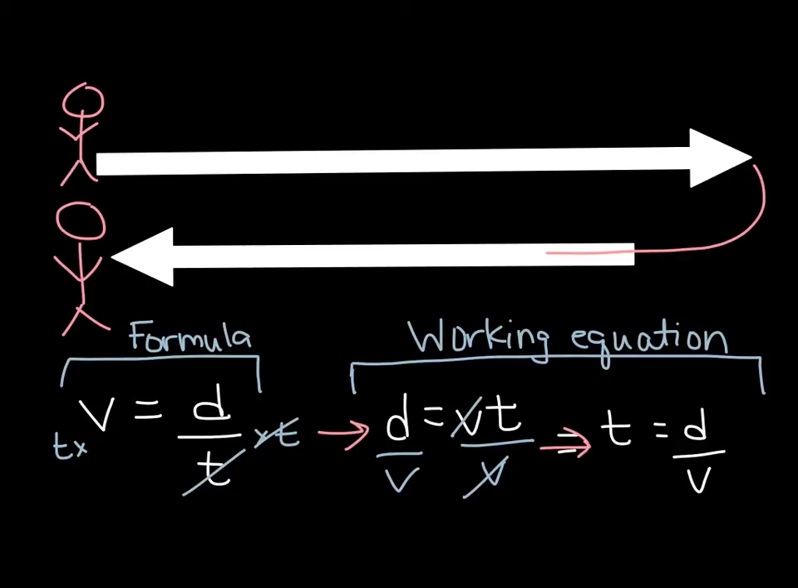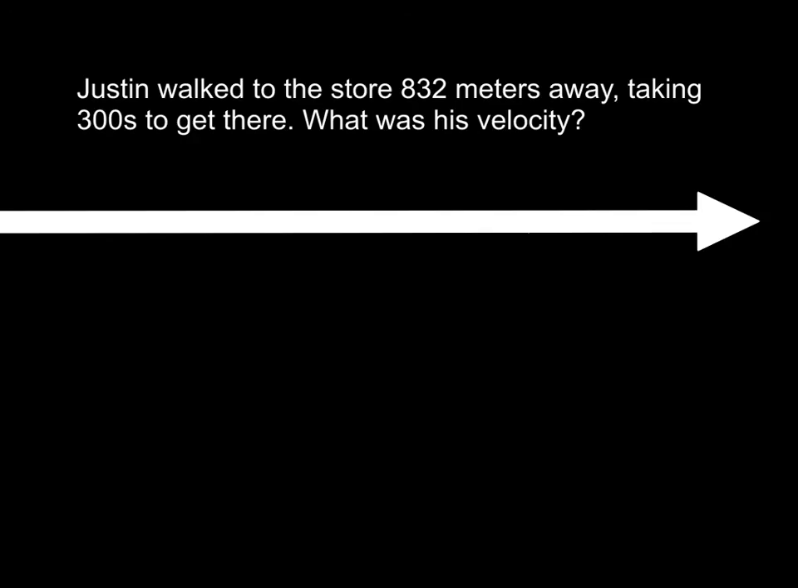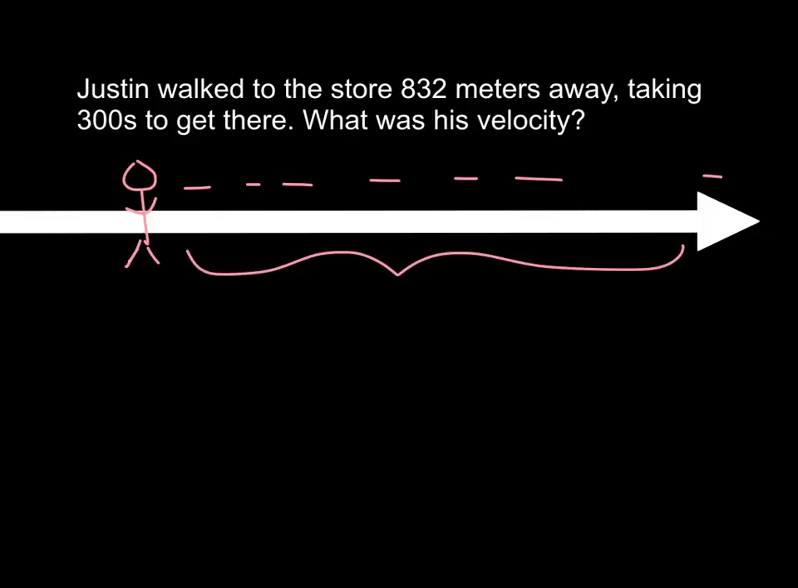Okay, so let's look at one problem, at least to get started. The first problem is talking about Justin, who walked to the grocery store, and how far away it is and how long it took him to get there. Because he went in one direction, so this is Justin, he went all the way to the store, and it was a distance of 832 meters.